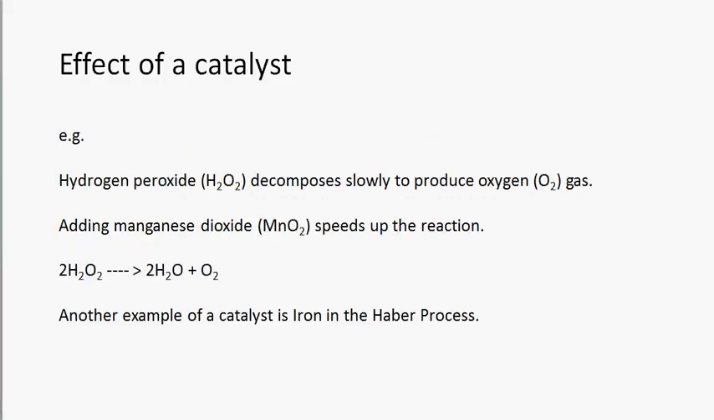So for example, hydrogen peroxide, which is H2O2, decomposes slowly to produce oxygen gas. But if we add manganese dioxide, which is MnO2, the reaction speeds up. So we have 2H2O2 produces 2H2O plus O2. Another example of a process where a catalyst is used is in the Haber process. We use iron, and the Haber process is the process by which we produce ammonia gas.